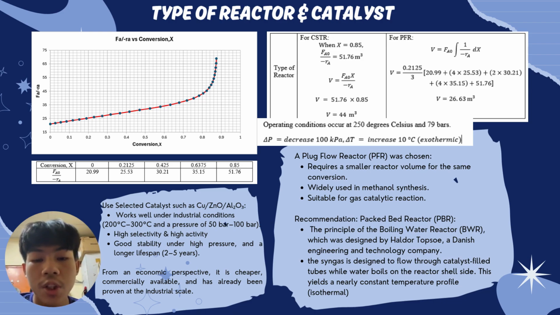Based on the calculation, we choose PFR over CSTR because it requires a smaller volume for the same conversion. This is due to PFR having a higher reaction rate at the inlet, which is utilized along the reactor length. In contrast, the CSTR has a lower reaction rate because it follows the reaction rate at the exit conditions. So that's why CSTR has a higher volume than PFR. As methanol synthesis has a reaction rate that decreases with conversion, that's why we choose PFR, and it's also widely used in industry.